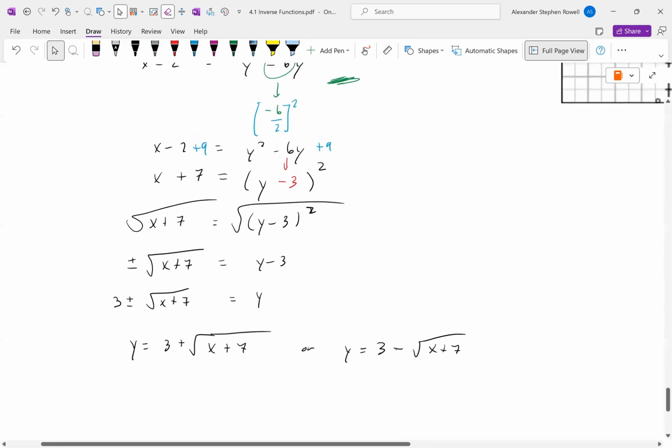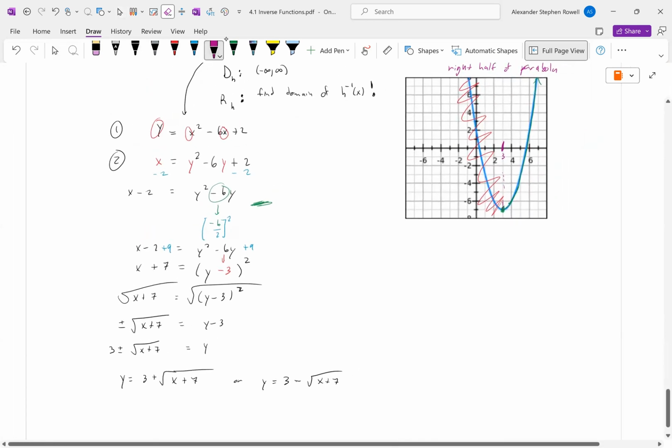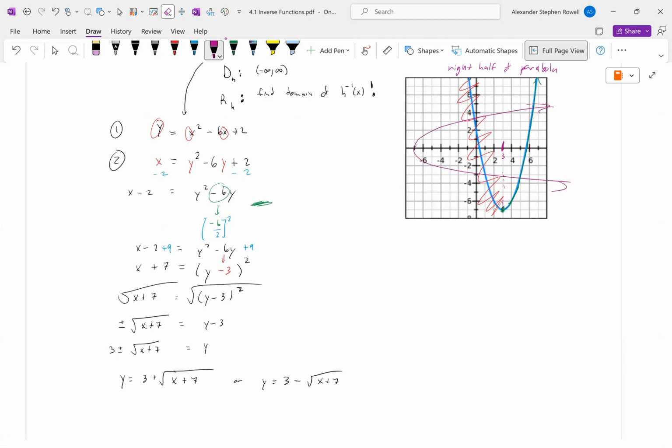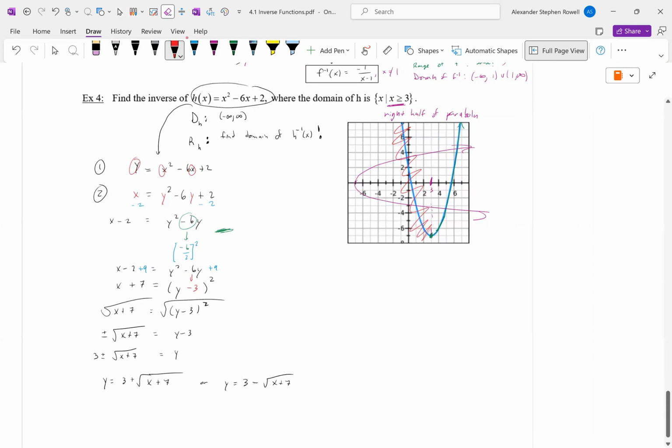Which one do I want? Because both of them together make the inverse. What I mean by that is both of them together make the sideways parabola. Do I want the top half or the bottom half? How can you tell? The domain of H is the range of H inverse. So I want the range.